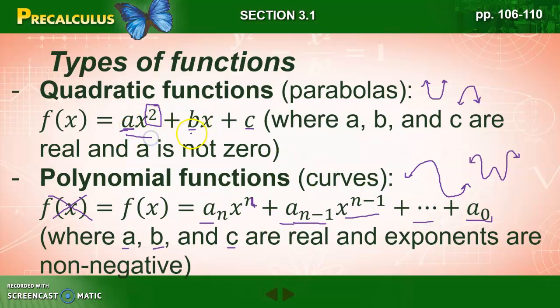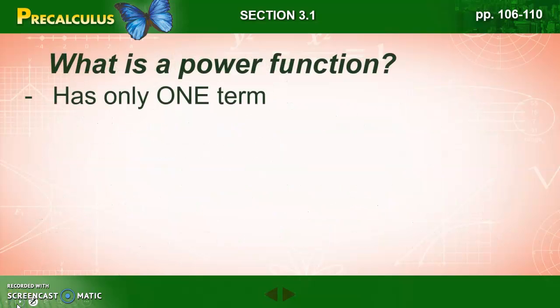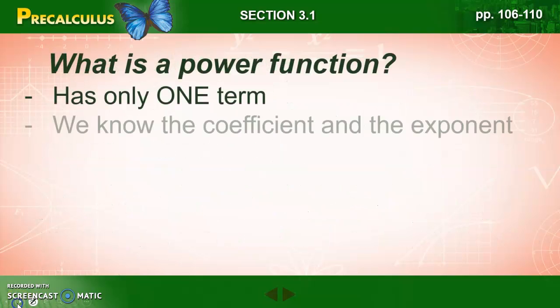Okay, quadratic function, we've got the squared term, the x term, and our constant term, although it may have less than one of those. It may have a 0 for b, so it may not have a b term, or a 0 for c, but it has no more than 3. Polynomials are not limited.